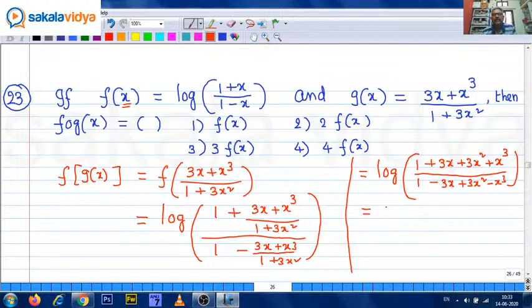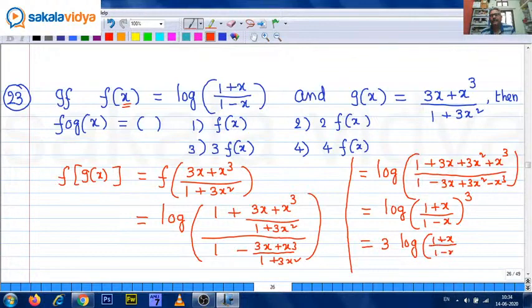So this equals log of 1 plus x whole cube by 1 minus x whole cube. This can be written as 1 plus x upon 1 minus x whole cube. Using the power rule, this can be written as 3 times log of 1 plus x upon 1 minus x. Log of 1 plus x upon 1 minus x equals this f of x. So we can write 3 times f of x. So third option is the right option.